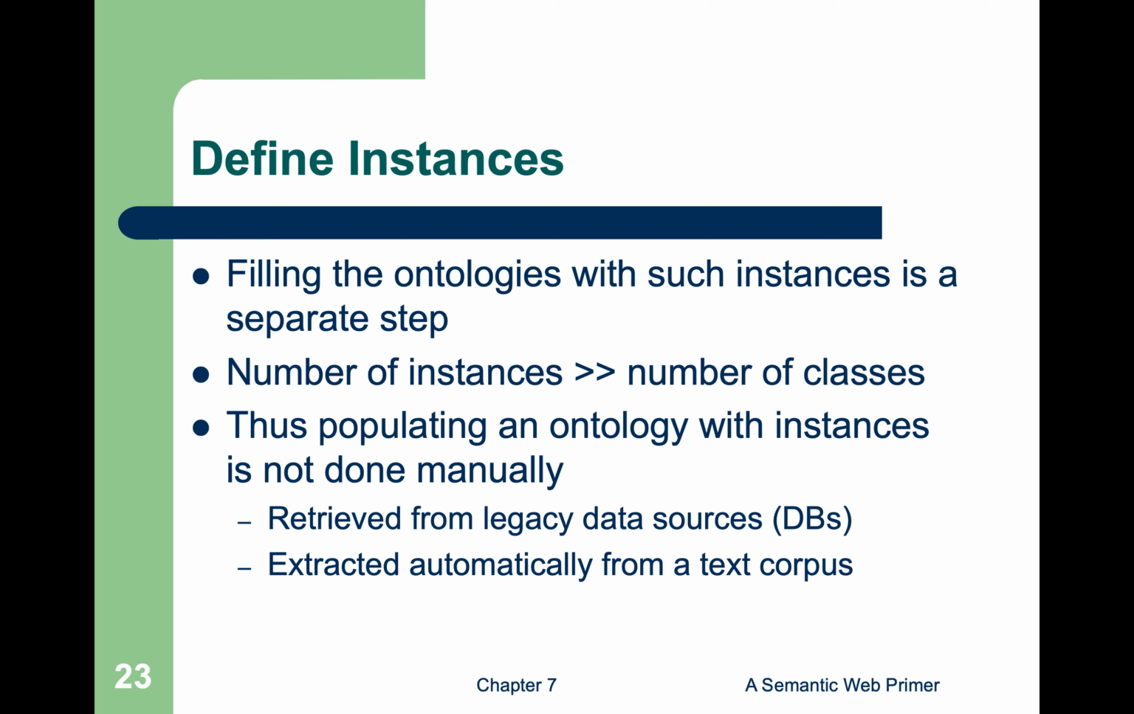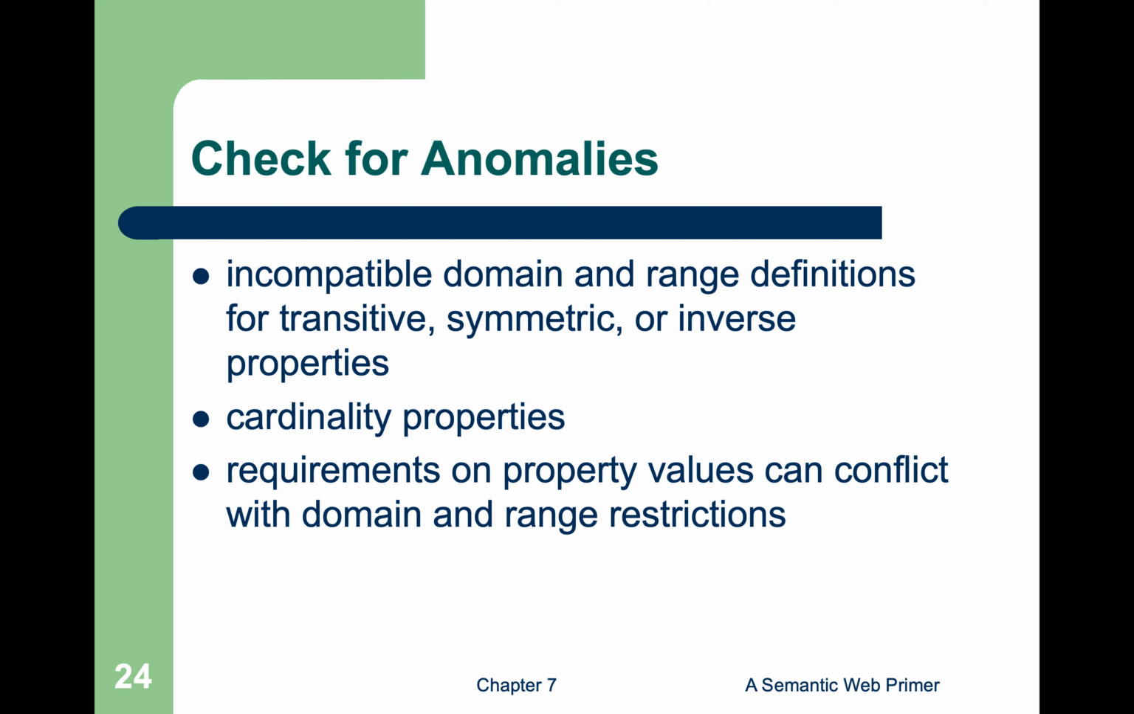Not only that, we need to fill the ontology with instances, as a separate set. The number of instances should be greater than the number of classes because classes are a generalization. Thus, populating an ontology with instances is not done manually. It is retrieved from legacy data sources, and it can also be extracted automatically from a text corpus.